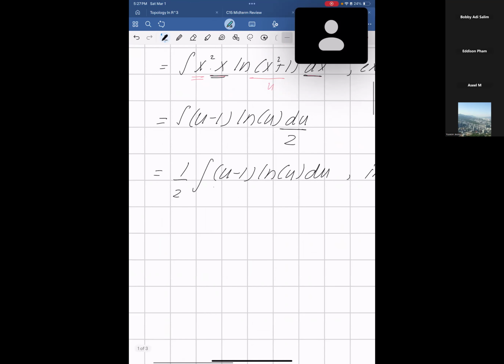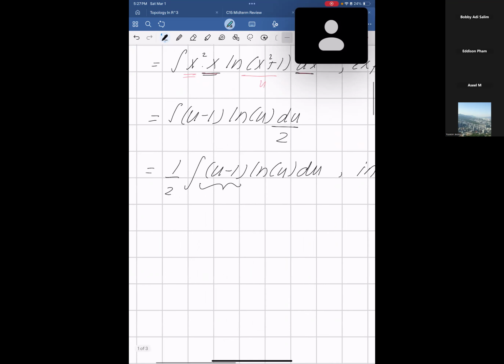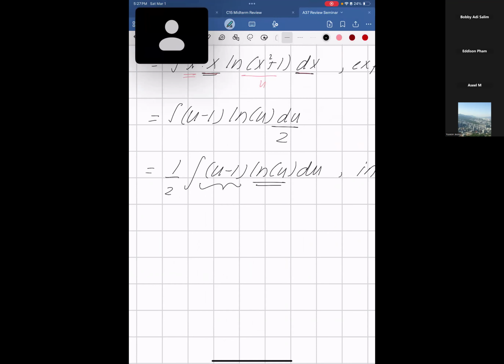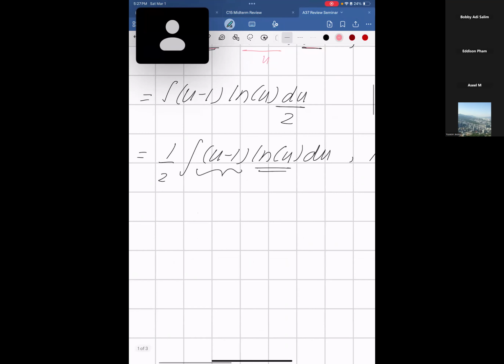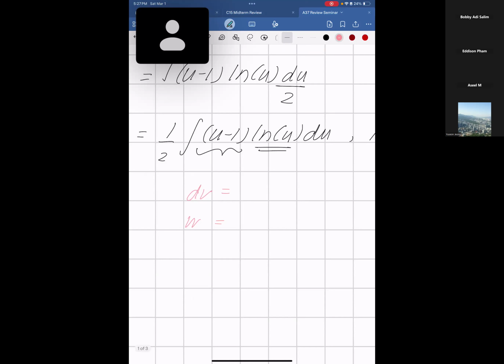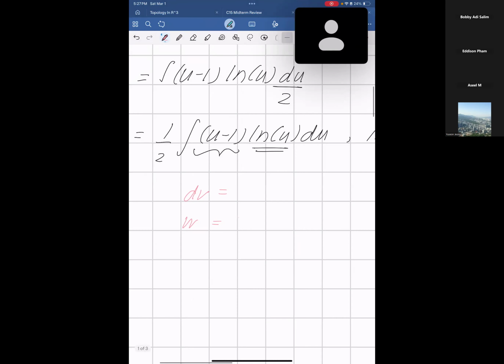You treat u minus 1 as just a polynomial, and then you have ln of u. Someone in the chat mentioned that we proceed with integration by parts. Since I've already used u, I'm going to use dv and w. So what would you let your dv and what would you let your w be? Okay, perfect. What would you let w be? ln of u. Why not u minus 1? What's stopping you from that? Exactly, perfect.